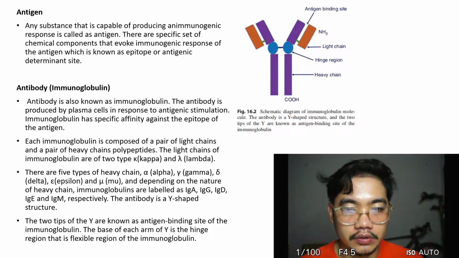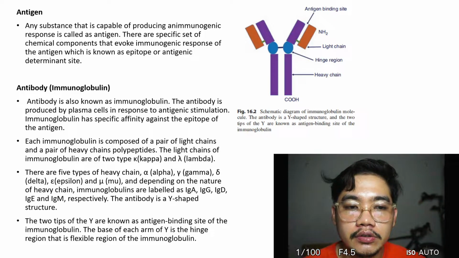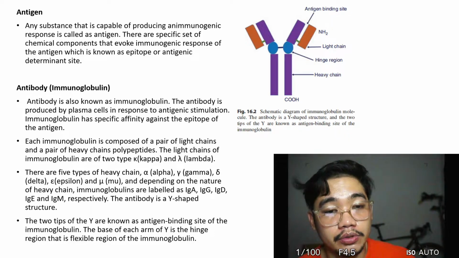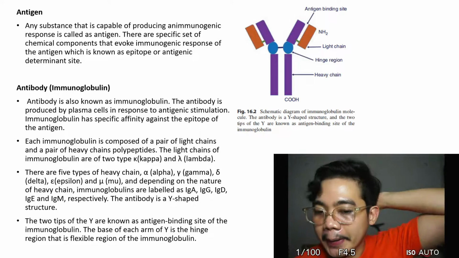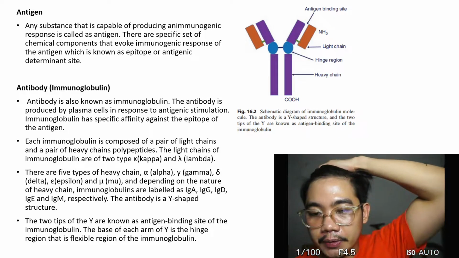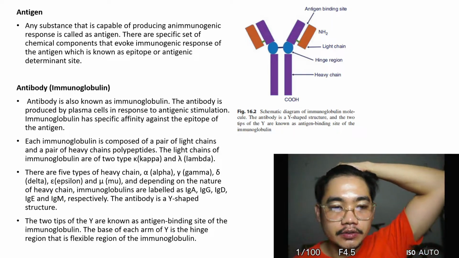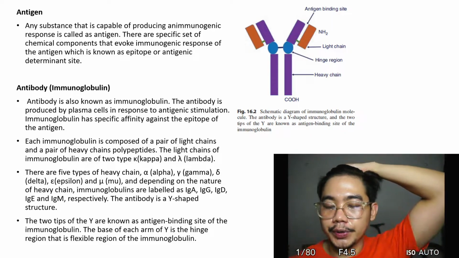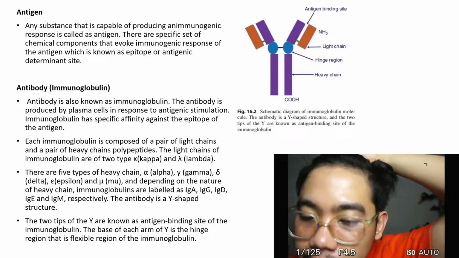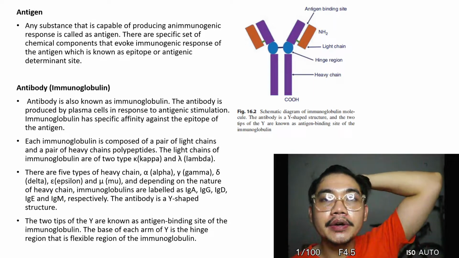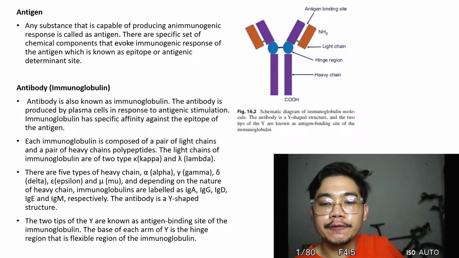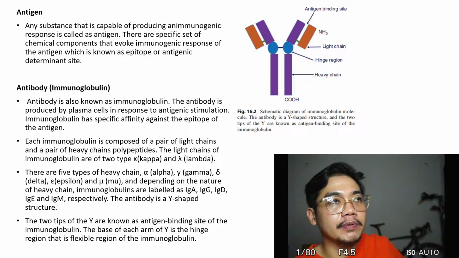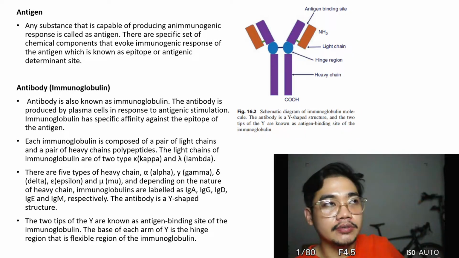Next is antigen. An antigen is a substance producing an immunologic response. It is called an antigen because it is antibody generating. The antibody is also known as your immunoglobulin. It is produced by your plasma cells, not by your B cells. Your B cells are the precursor for your plasma cells. Your plasma cells are your activated B cells.